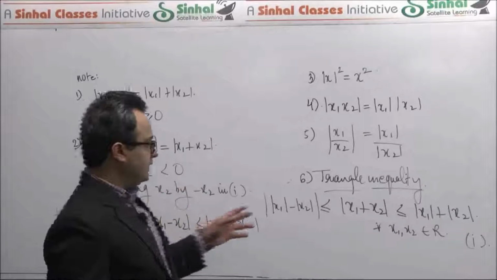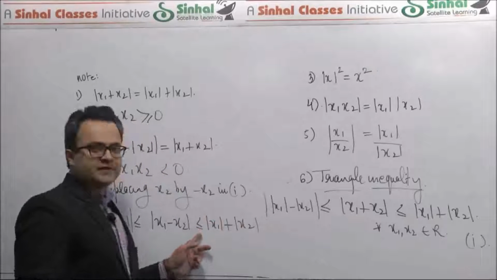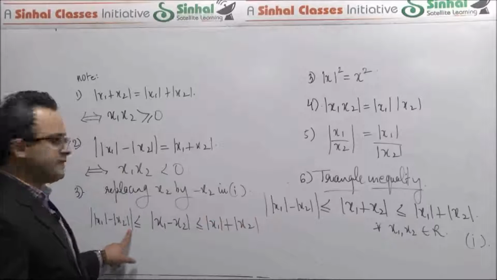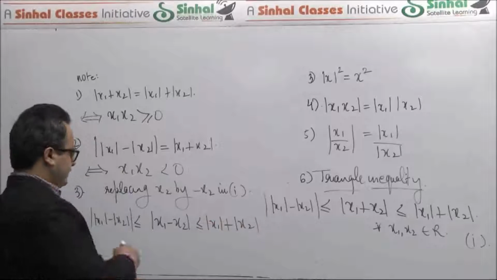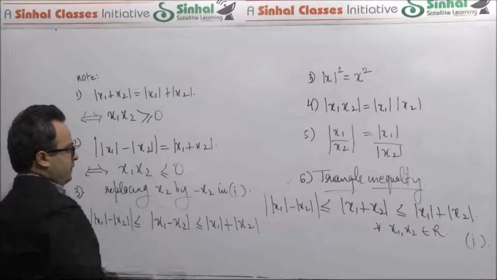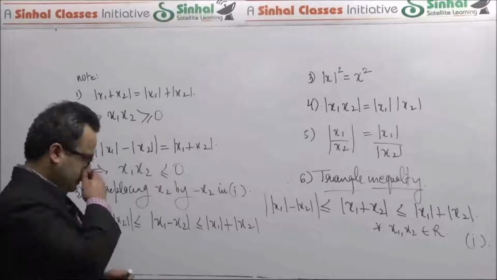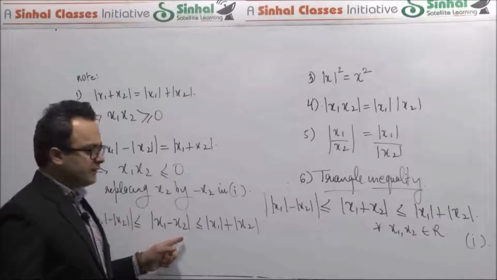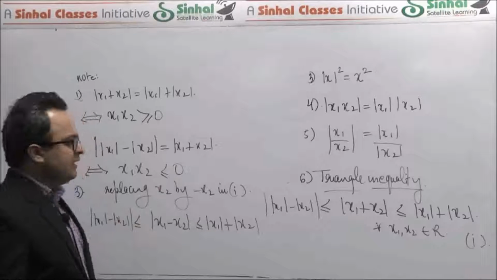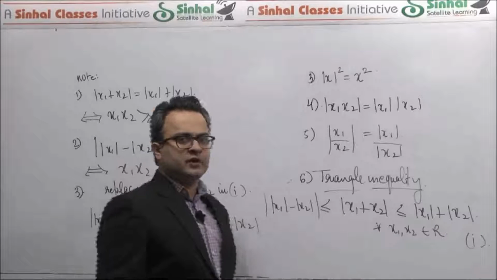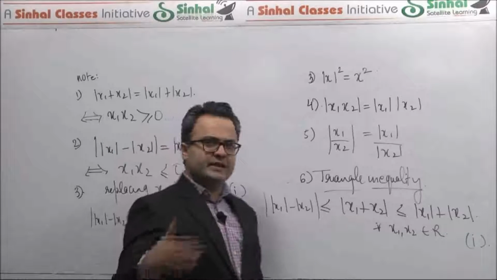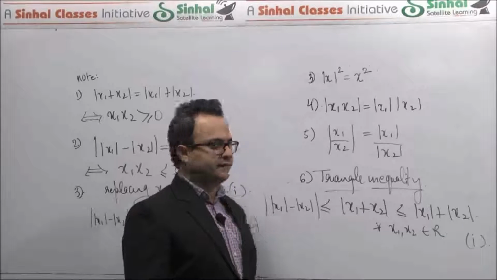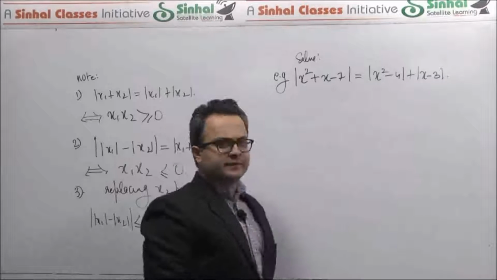So this equality over here will happen if x1 into x2 is less than or equal to 0, and this inequality over here will happen if x1 into x2 is greater than 0. For this particular form, the conditions will simply reverse, and you can keep extending this inequality. So mod of x1 plus x2 plus x3 must be less than or equal to mod x1 plus mod x2 plus mod x3.